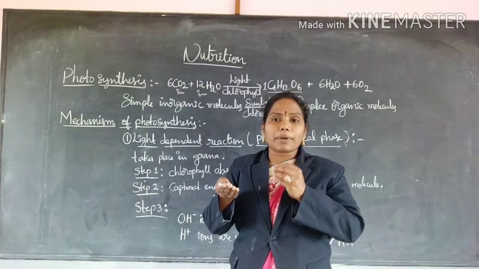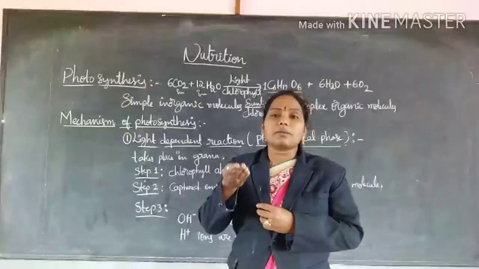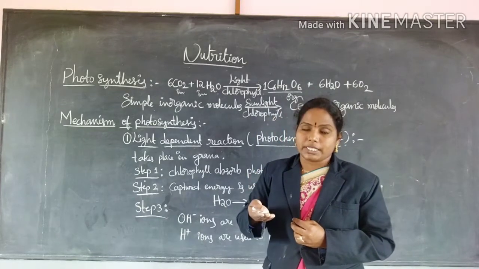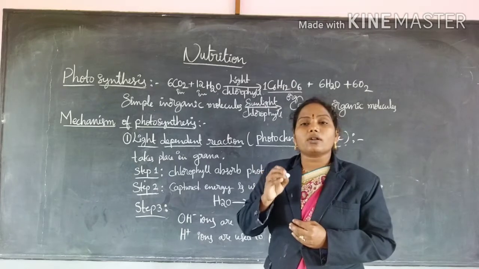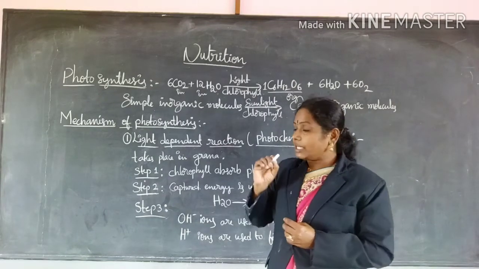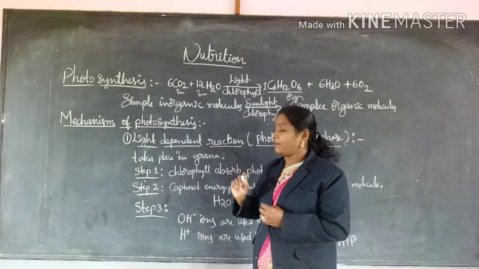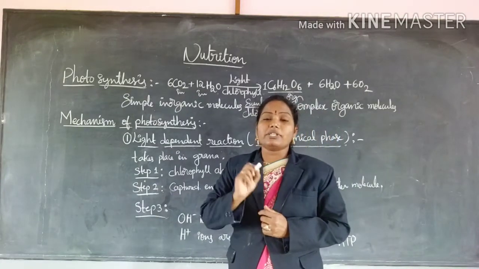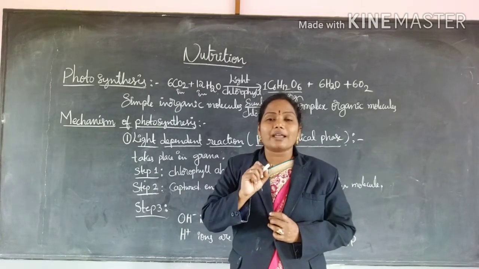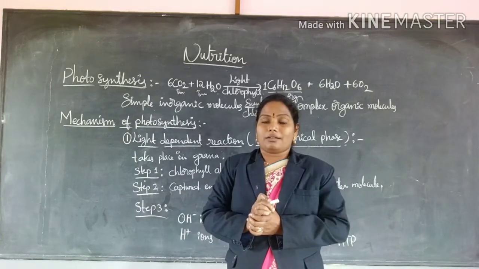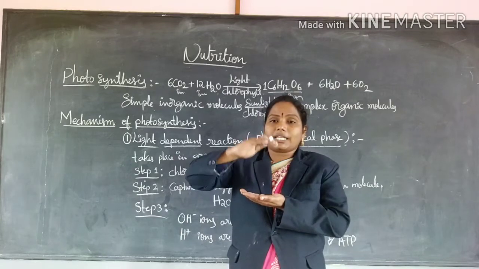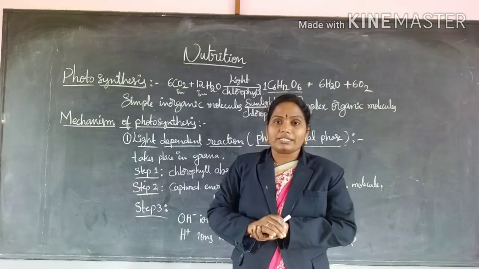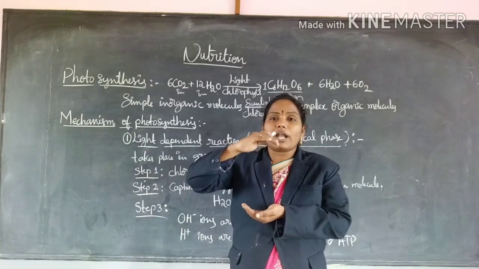So in leaves, more chloroplast cell organelles are present. These chloroplasts contain chlorophyll pigment. We already studied the chloroplast structure, in which we studied the thylakoids, granum and stroma. The bundle-like structure is known as what? Granum. The bundle is called granum.